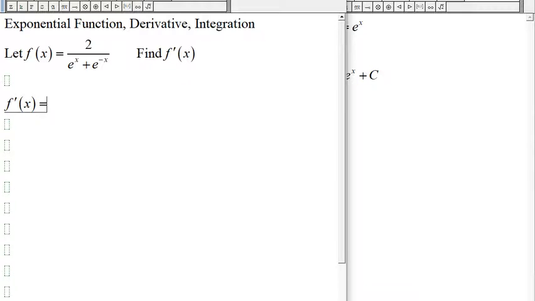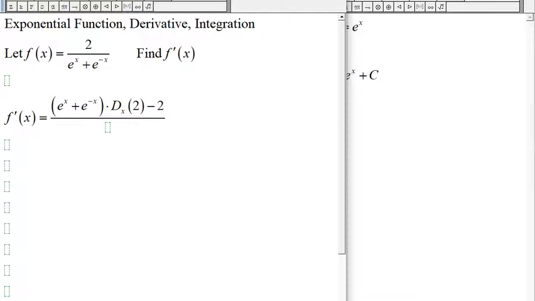And the quotient rule is the denominator times the derivative of the numerator, and then minus the numerator times the derivative of the denominator, and then square the denominator.